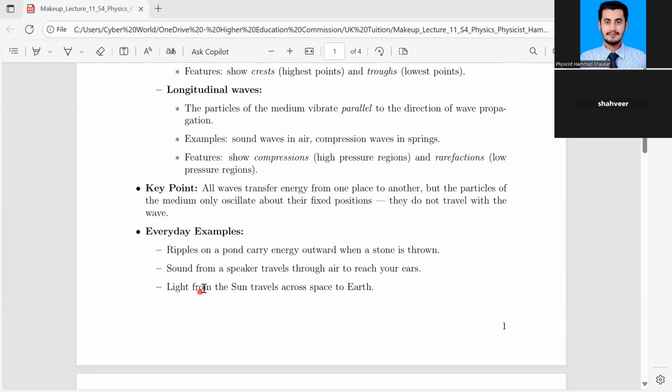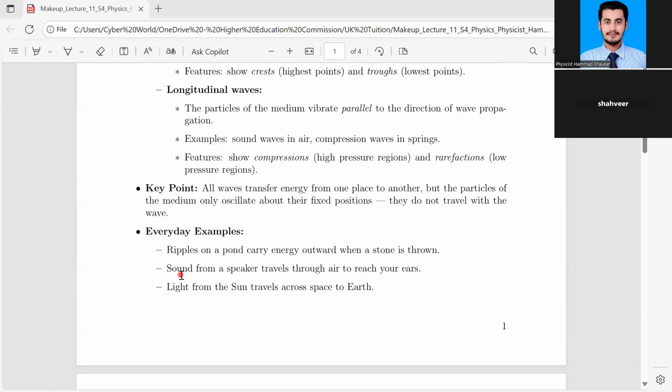Another example is sound from a speaker traveling through air to reach our ears. And sound, we know that a sound wave is an example of longitudinal or transverse? Longitudinal. Yes, a sound wave is basically a longitudinal wave, right?